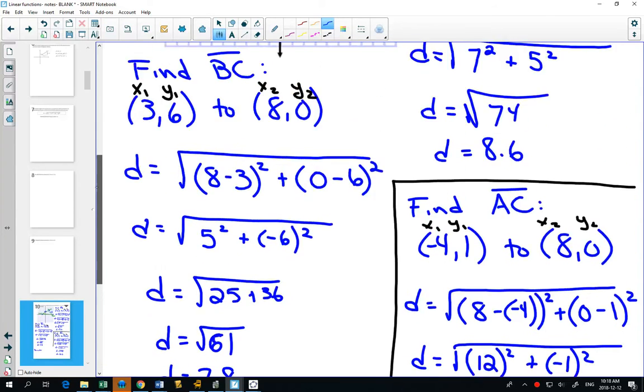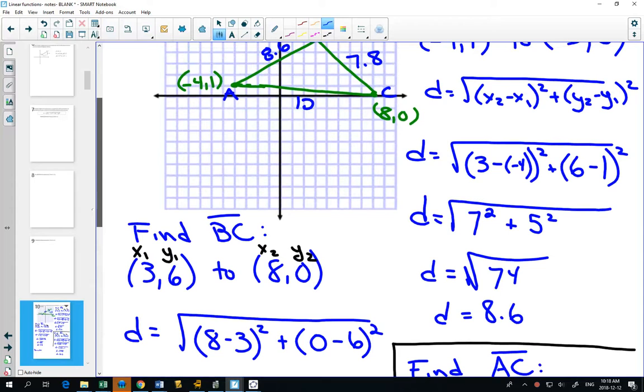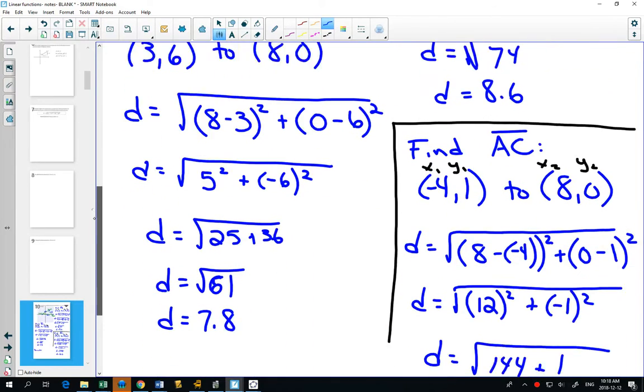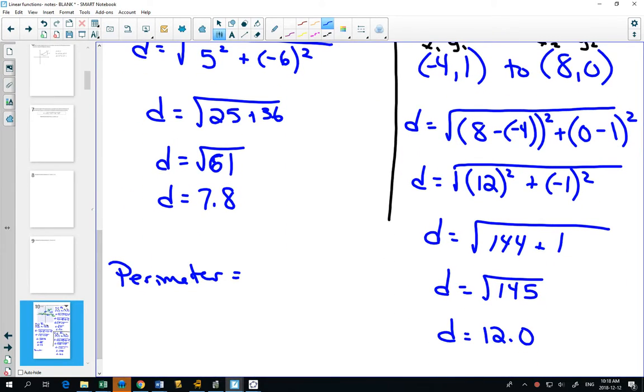So if we go back to our triangle and label that, we now have all 3 sides, and your perimeter will be 8.6 plus 7.8 plus 12.0, and your perimeter will be 28.4.